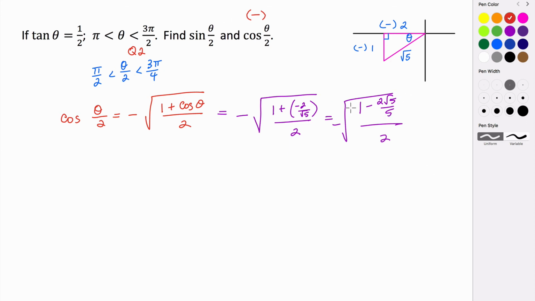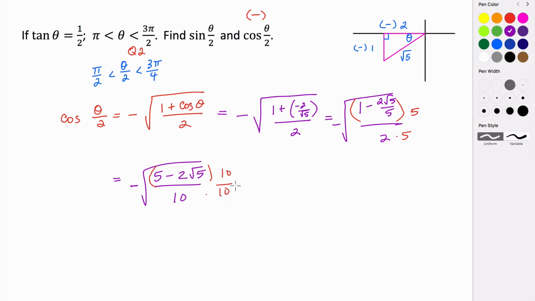And then multiply everything by 5 to get rid of the fractions. And we get 5 minus 2 rad 5 all over 10. And that's going to be the negative radical of that. Then we can multiply 10 on top and bottom to help us with rationalizing this. So multiply by 10 times 10 times 10.